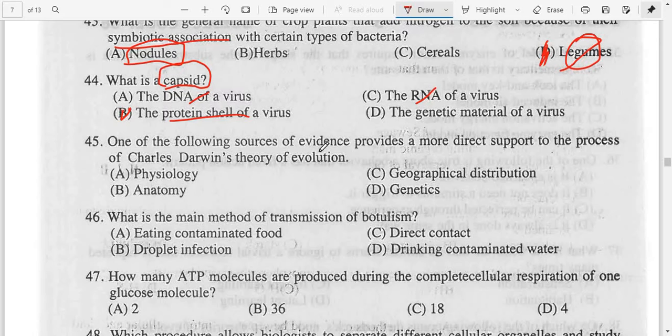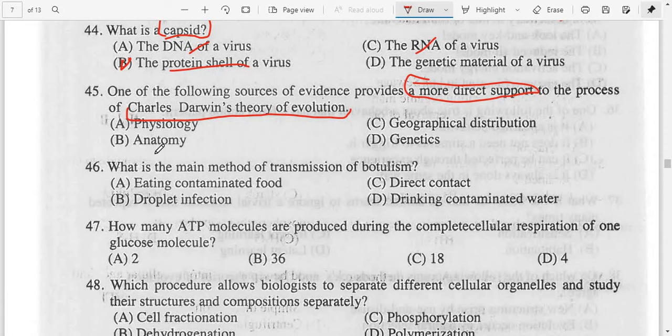Okay, one of the following sources of evidence provides more direct support to the process of Charles Darwin's theory of evolution. A more direct support. Physiology, anatomy, geographic distribution, genetics. Okay. Charles Darwin's theory of evolution.